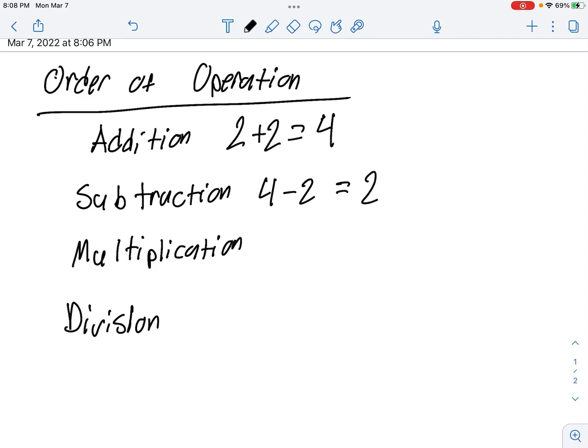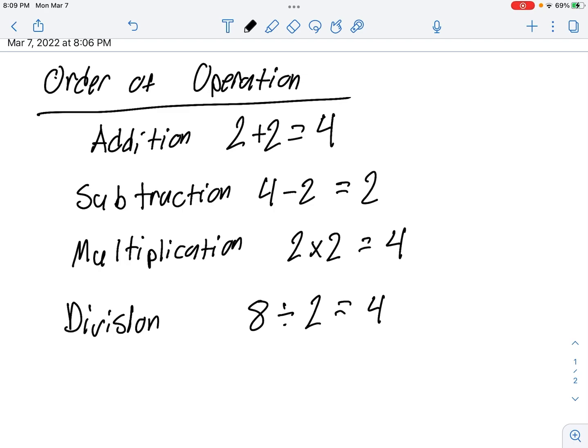Multiplication is when we're basically grouping things together, right? So we have two groups of two, which gives us a total of four things. And division is just dividing a group of things into separate but equal parts. So for example, if I have 8 things and I divide it into two different groups, I get a total of 4 things in each group.